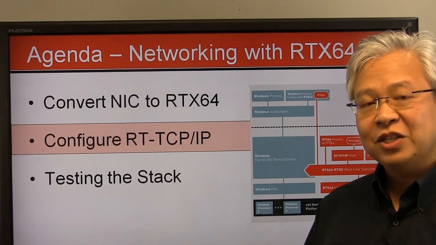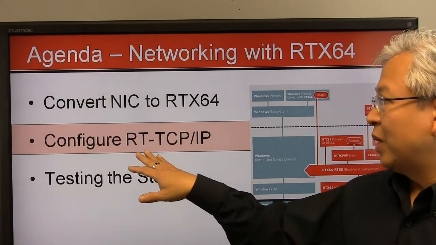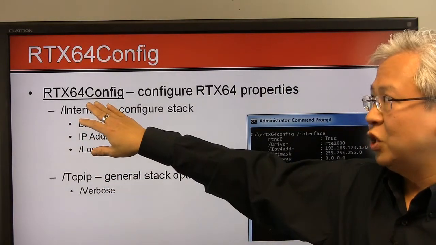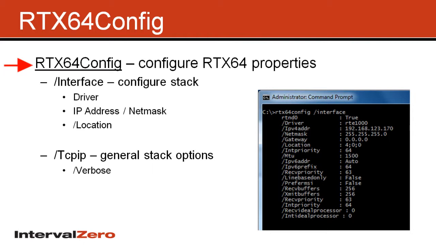Now that we have a network interface card converted to RTX64, we're now going to configure the real-time TCP/IP stack to use this NIC. In order to do that, we're going to use the RTX64 config command, and we're going to use the /interface and the /TCP/IP options. The /interface will help us to set up what driver we're going to use with this NIC, the static IP address as well as the net mask, and the location of this NIC. If you have multiple NICs in the system, this helps to identify which card you're talking to. And then finally, we'll play with the TCP/IP general options, and in particular, we're going to turn on verbose mode so that we get a little more information when the stack is coming up, just for debugging purposes.